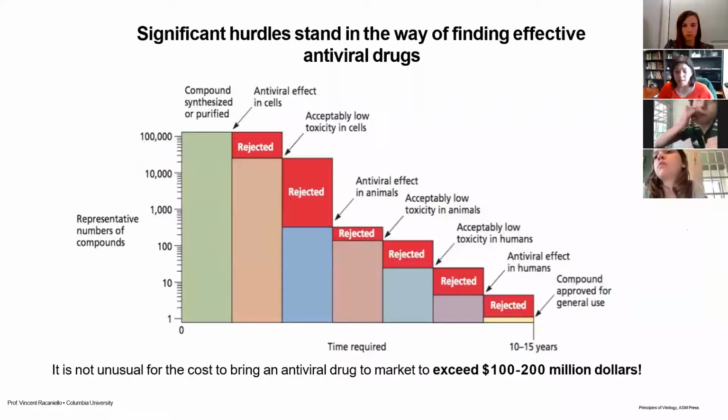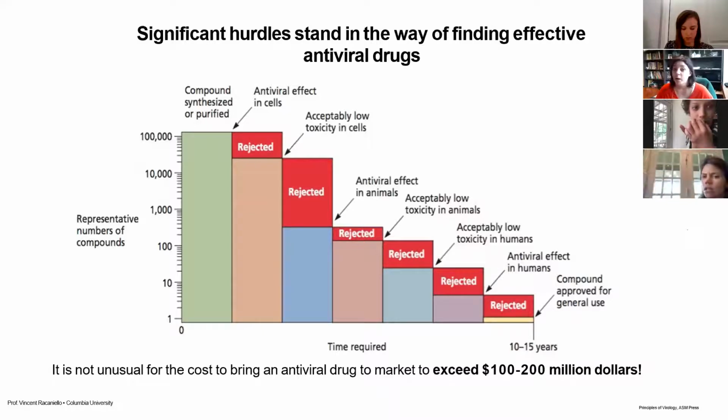Other problems come from when we discover a potential compound that has antiviral activity. There are a lot of steps that take a lot of time. We have to prove that it's not toxic in cells. Then we have to prove it's not toxic in animals. And then by the time we get to the safety studies in humans, most of those compounds we realize have horrible side effects. Nausea is a really big one. And a lot of times they can have neurological effects, and we don't want that.